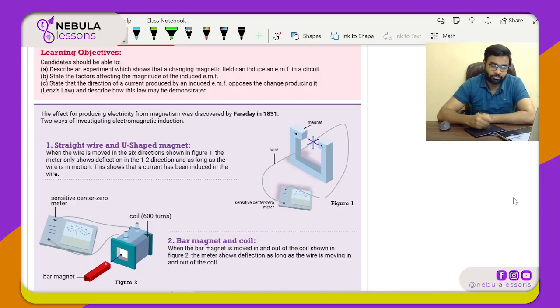Hello everyone, welcome to the first tutorial. In this tutorial, we'll be learning what electromagnetic induction is and how we set up experiments to demonstrate electromagnetic induction. So we'll be covering the first learning objective.